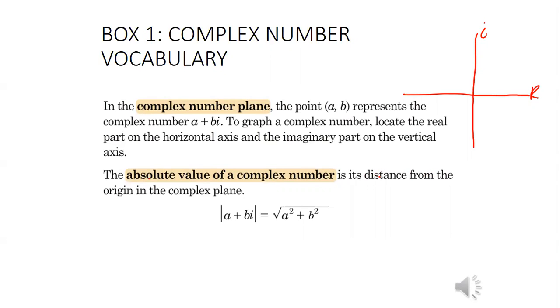The absolute value of the complex number is the distance from the origin of the complex plane to the point. So it's a formula. If it asks you for the absolute value of a complex number, the formula is the square root of a squared plus b squared. To plot, we use the coefficient of our real and the coefficient of our imaginary as our coordinates. A is your real, b is your imaginary.